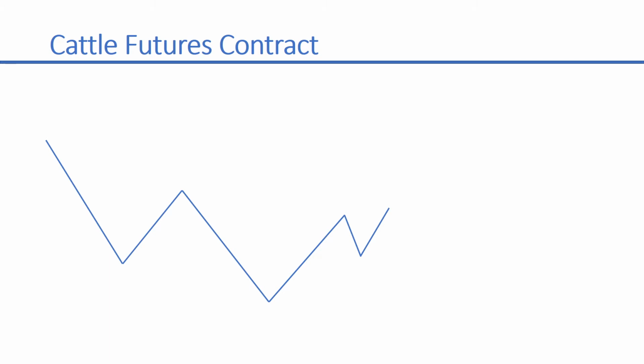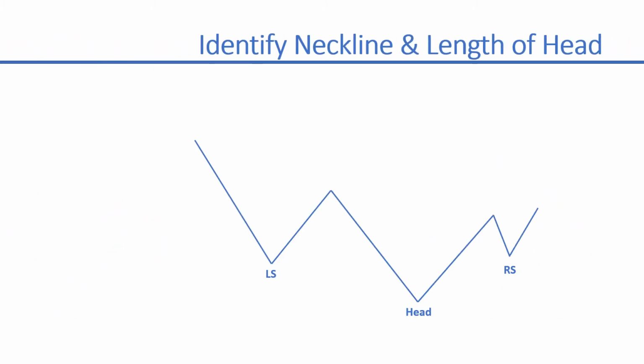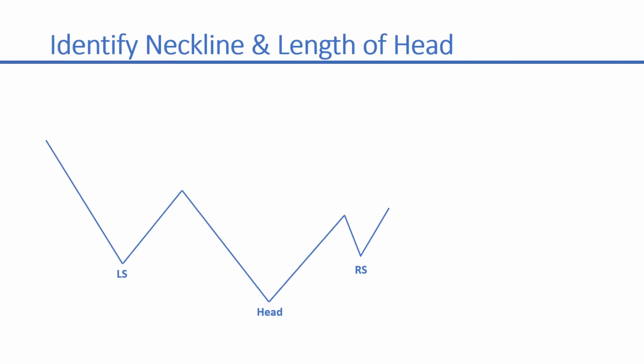It's easy to spot the head, the left shoulder, and the right shoulder. The next step is to identify the neckline and the length of the head. In an inverse head and shoulders pattern, the neckline is formed at the peak of the lowest shoulder. One of the strengths of pattern trading is that it is objective. It provides clear and exacting entries, stops, and profit targets.